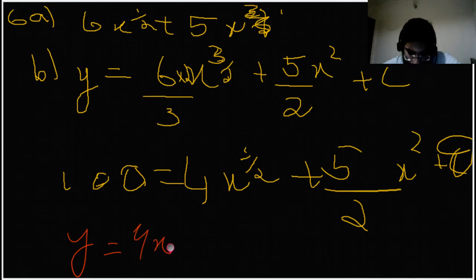4x to the 3 by 2, plus 5 by 2 x squared, then minus 421 by 2. Next question, please.